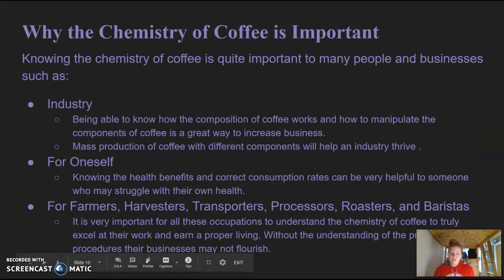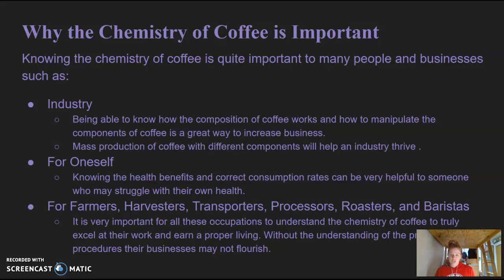Then why is chemistry of coffee important? The chemistry of coffee is important to many people and businesses, such as industry, for yourself, and for the list of farmers, harvesters, transporters, processors, roasters, and baristas. For industry, it's good to know how to manipulate the components of coffee, and it's a good way to increase business. You don't want to produce only one kind of coffee because a better way to spread your brand around and have more consumers is by having a great variety of coffee.